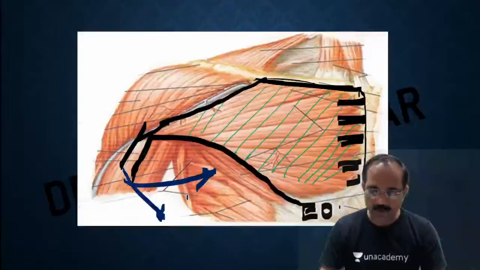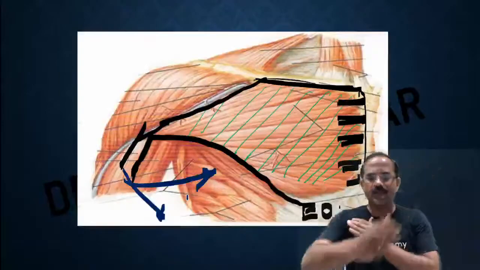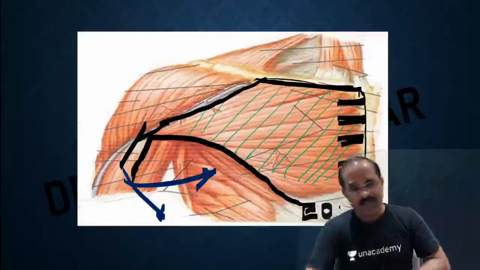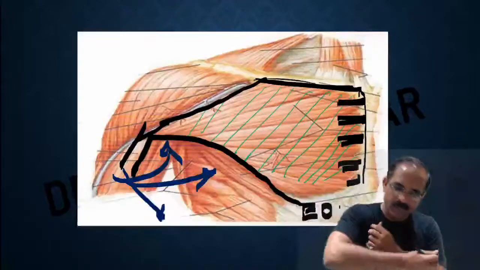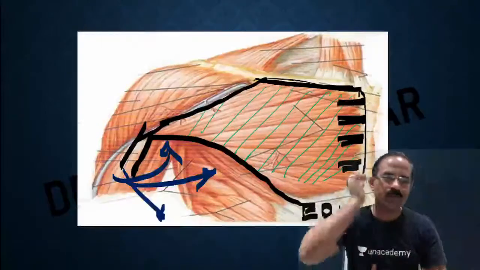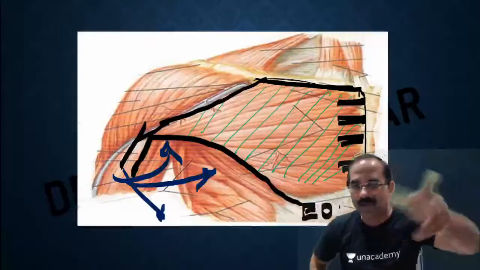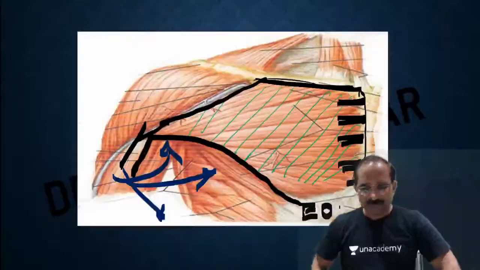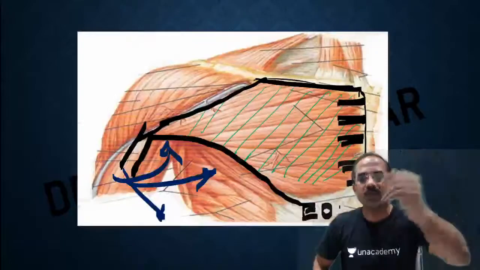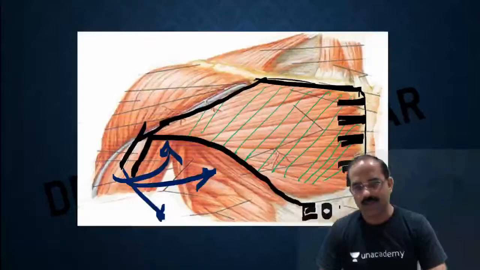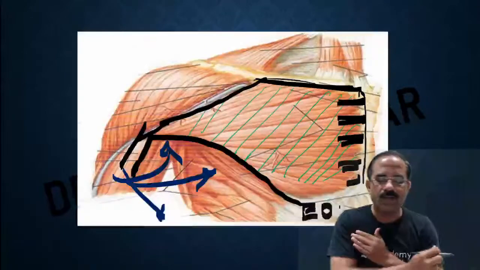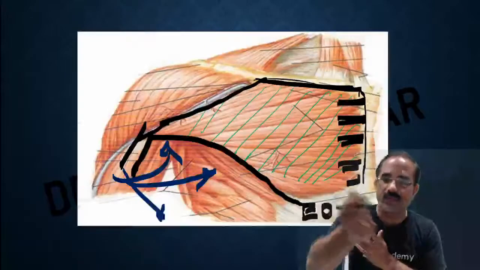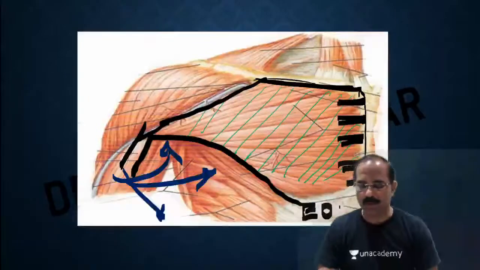Takes the arm forwards, like this, forwards. Flexion. And it also turns the arm inwards. What is this going to be? Medial rotation. So what is the action of pectoralis major? It does flexion, adduction, and medial rotation at the shoulder joint.